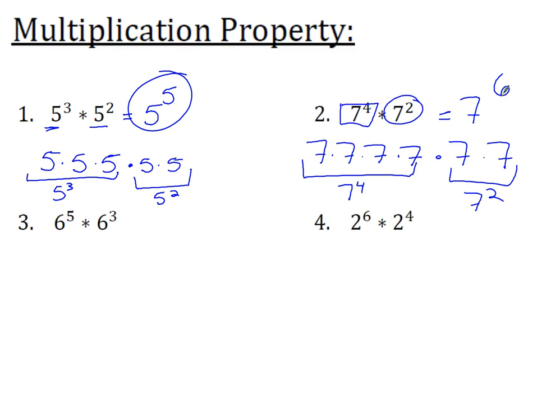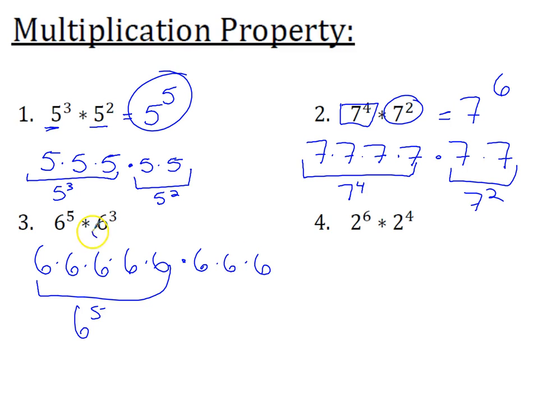So for 6 to the 5th times 6 to the 3rd, there's 5 6s. So this here is 6 to the 5th power. I have 3 6s for 6 to the 3rd power. So in all, I have 5 plus 3, which gives me 6 to the 8th power.